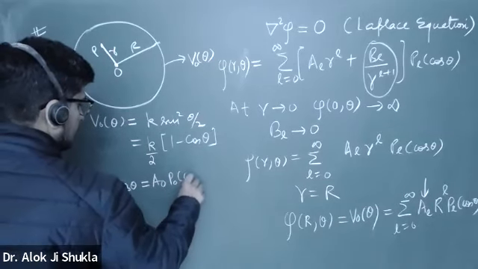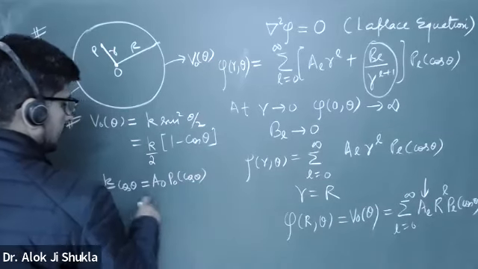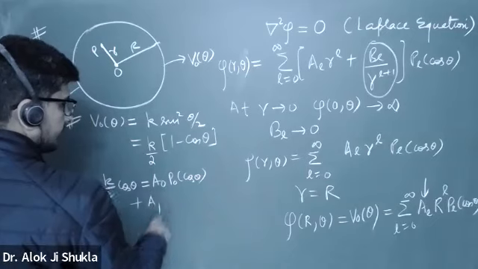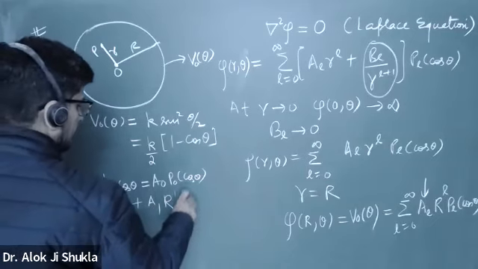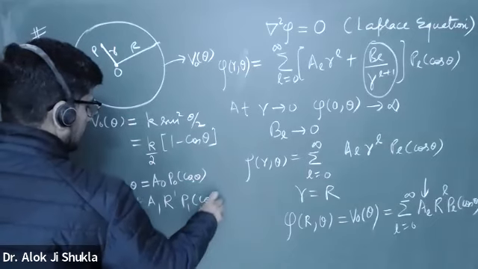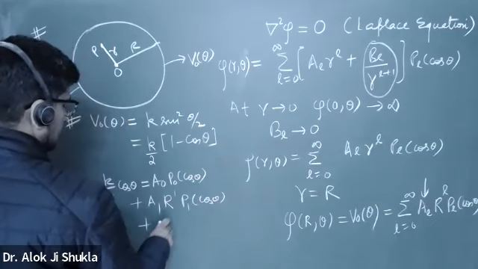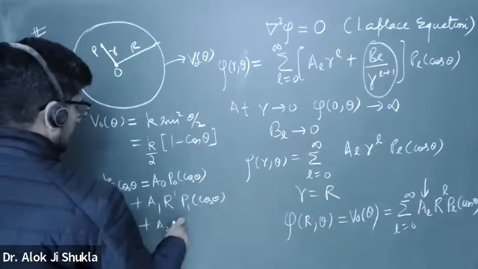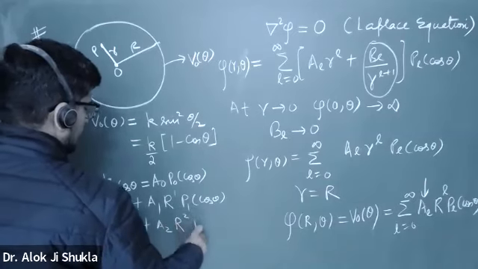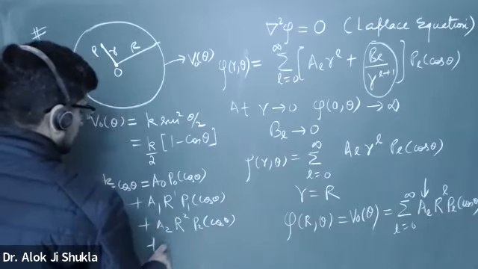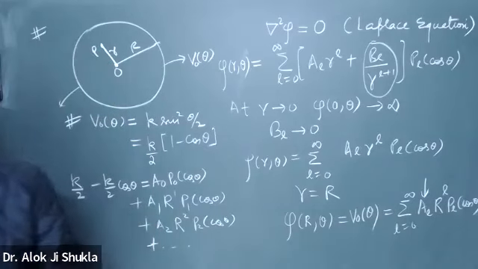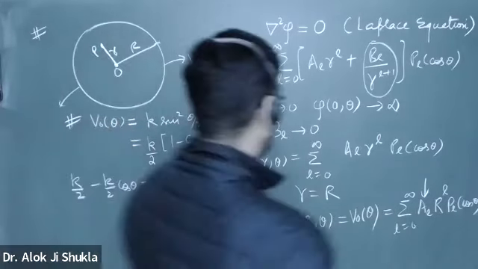plus A1 R to the power 1 P1 cos theta plus A2 R to the power 2 P2 cos theta plus and so on.